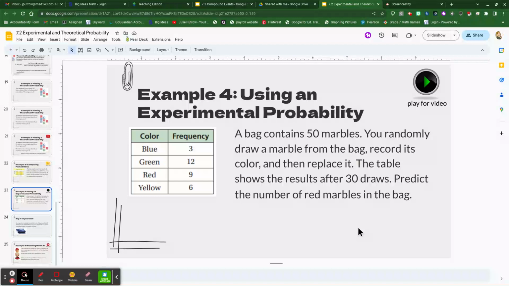In example 4, they're asking us to use an experimental probability to make a prediction about the number of items in a bag. So they're telling us in this particular problem that a bag contains 50 marbles. We randomly draw a marble from the bag, record its color, and then replace it. The table shows the results after 30 draws. They're asking us to predict the number of red marbles in the bag.